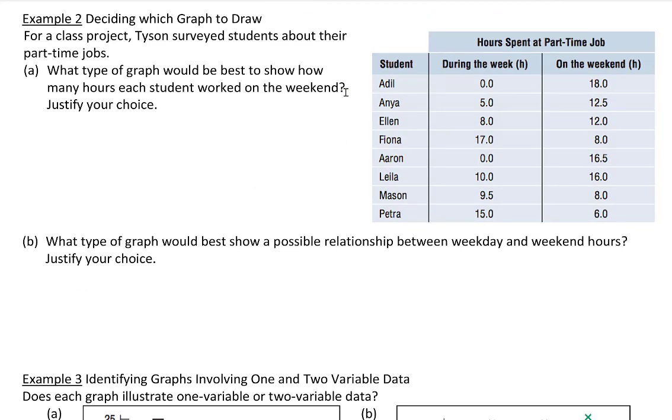Deciding which graph to draw. For example 2, for a class project, Tyson surveyed students about their part-time jobs. What type of graph would best show how many hours each student worked on the weekend? Since we're only looking at one variable, hours the student worked, a bar graph would best display all the information.